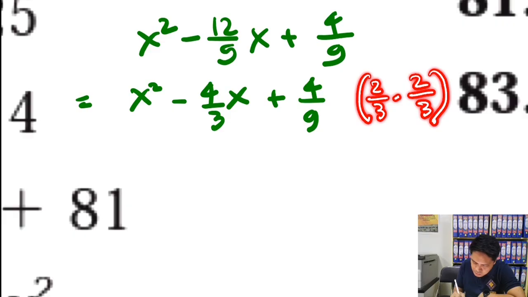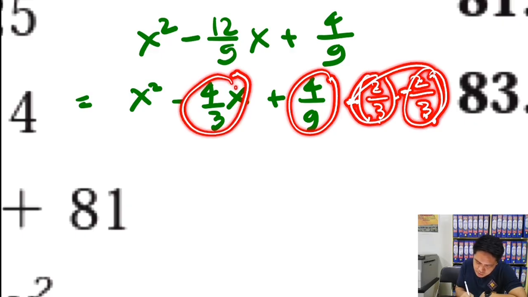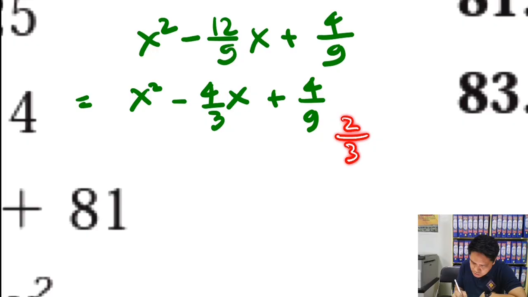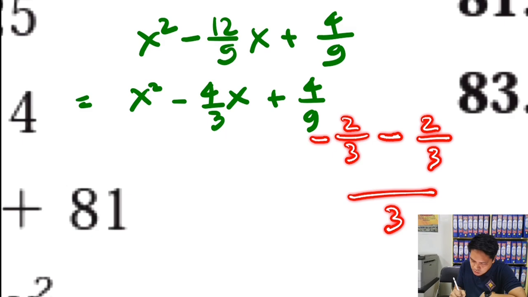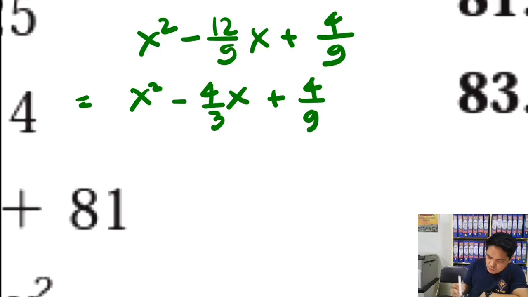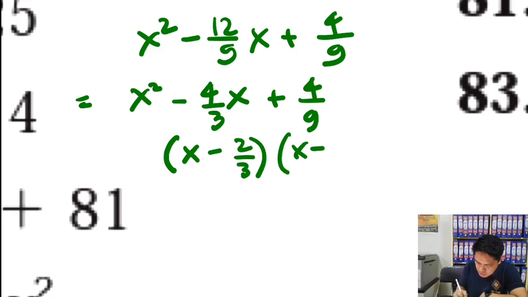Now, so 2 times 2 is 4, 3 times 3 is 9. Now, negative kasi it's a middle term. So, negative 2 thirds times negative 2 thirds. Pwede rin. The result is positive 4 ninths. If you add this up, the result is this. Right? Okay. Negative 2 thirds minus 2 thirds. So, common denominator is 3. Then you add the numerators, that's negative 4. That's exactly this. So, therefore, yung factor niya is x minus 2 thirds times x minus 2 thirds.